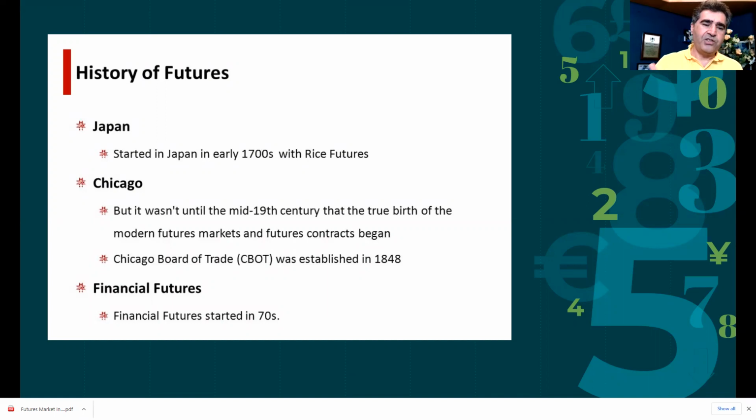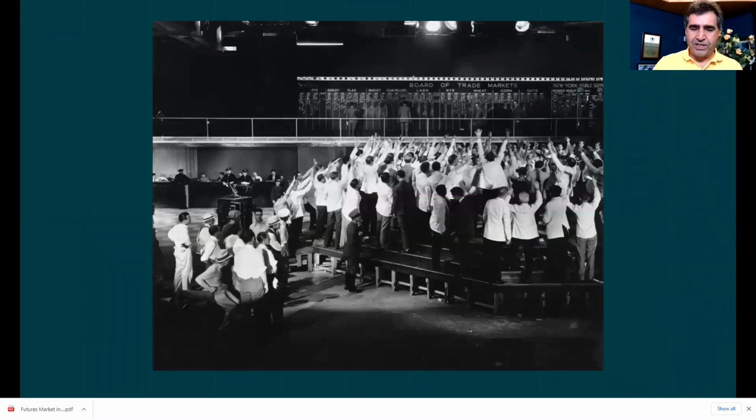And then the financial futures, which we are mostly familiar with since you invest in stocks and bonds, really didn't start till like the 1970s. So basically a lot of things were commodity oriented. So that's a little history. And there's a little picture from Chicago, the Chicago Board of Trade. As I mentioned, you've seen the hand gestures.